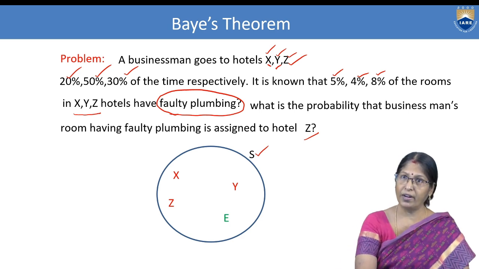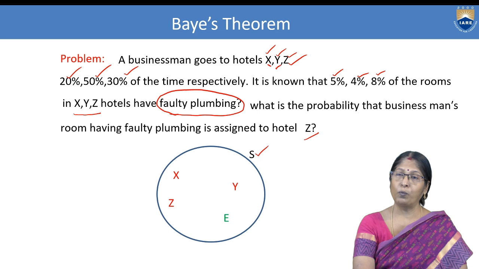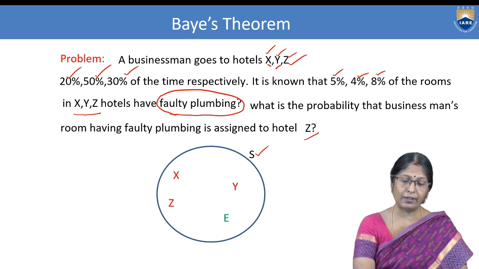If you are reading the question, there is no word Bayes. It is not at all mentioned. The students should be in a position to identify whether the given problem comes under Bayes or not. This is the way: with this picturization, when reading the question, we are able to come to a conclusion that the given problem comes under Bayes theorem.